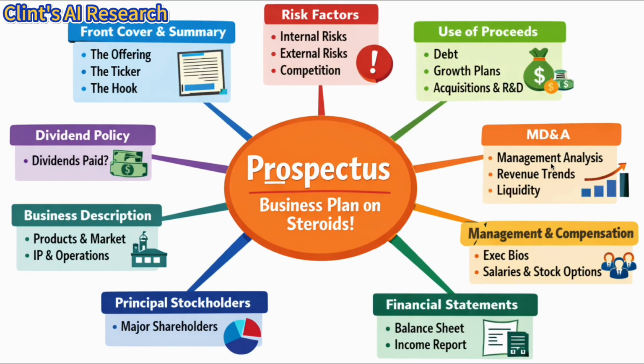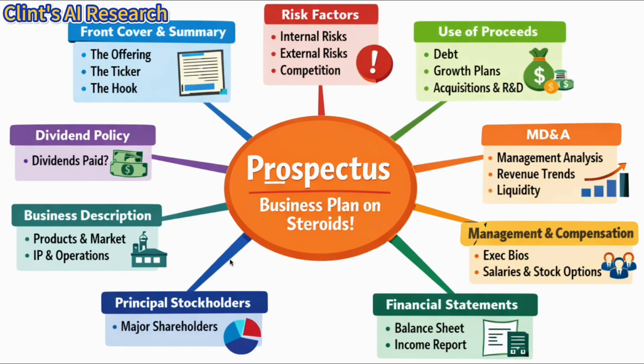Management explains why revenue went up or down, discusses current market trends, and explains their liquidity, how much cash is on hand to pay the bills. 6. Business description. A deep dive into the engine room of the company. Products, services. A detailed breakdown of how you generate revenue. Intellectual property. List your patents and trademarks. Market opportunity. Data on how many billions are spent in your industry.